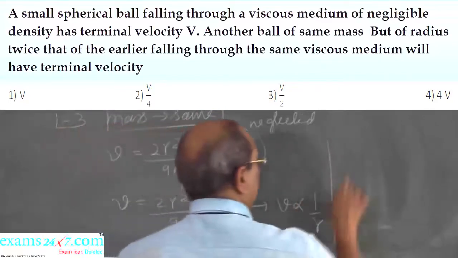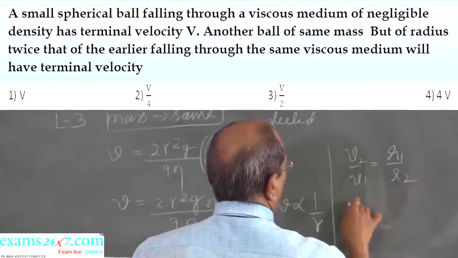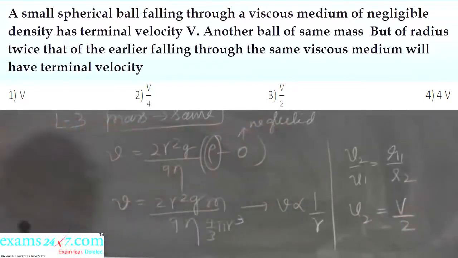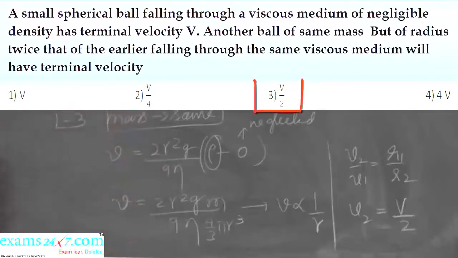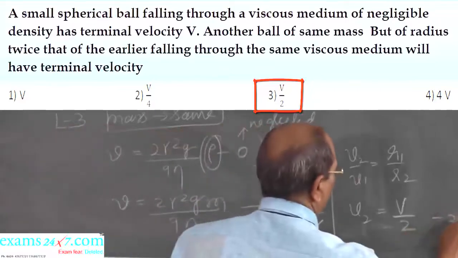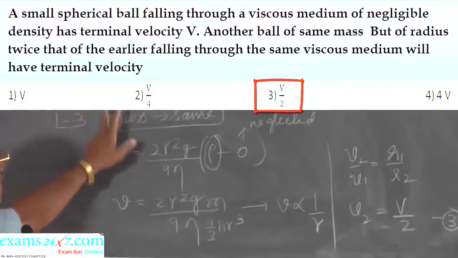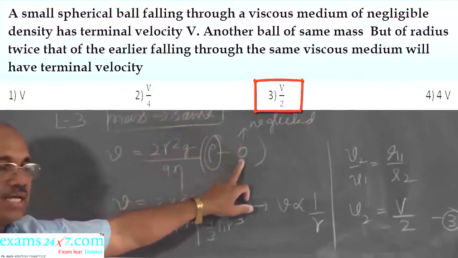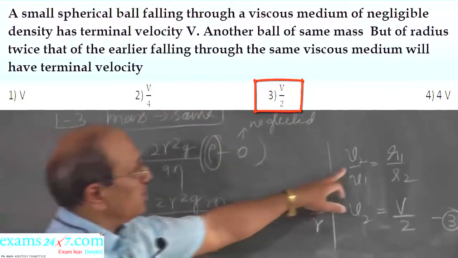In this case, V2 by V1 is equal to R1 by R2. V2 is equal to V by 2, because R2 is equal to 2 R1. Therefore, the answer is V by 2, option number 3. Hence, we put it in level 3. So here the radius is doubled, mass remains the same, and the density of the liquid is neglected. See the velocity dependence on radius changes and take the ratio.